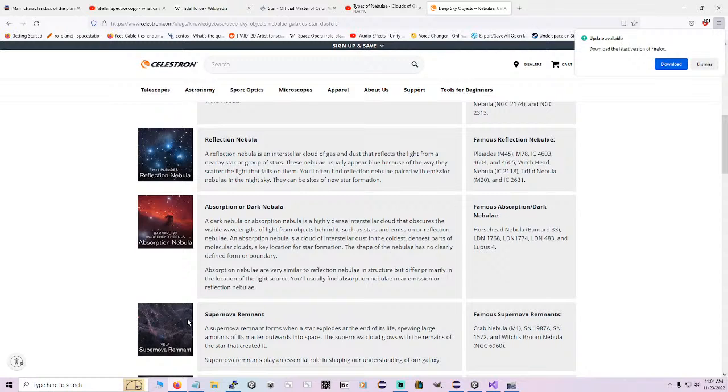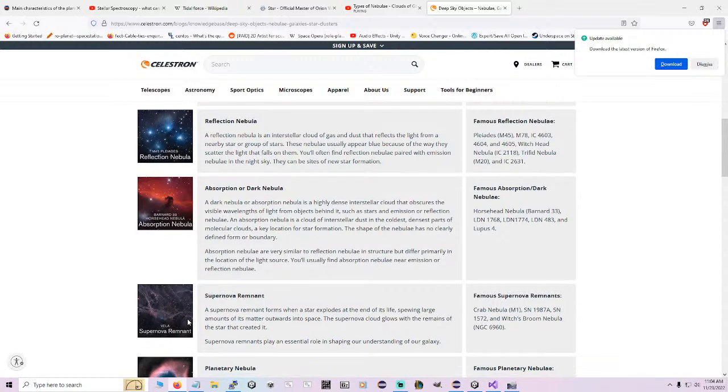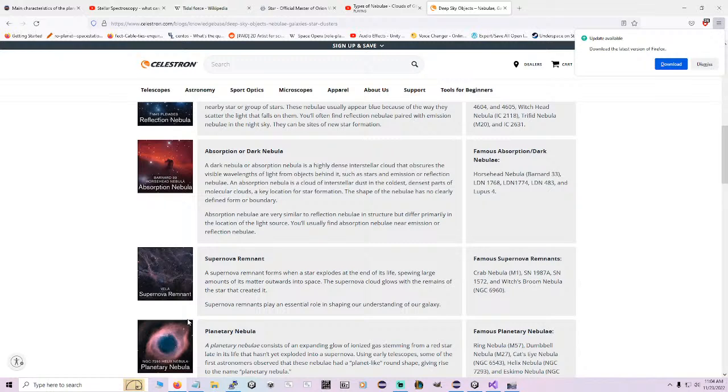We also have reflection nebulae, and these are the ones that are reflecting the light from nearby stars. The dust that is located within the cloud is scattering the light, causing that blue color. And then the final diffuse type of nebula are supernova remnants.